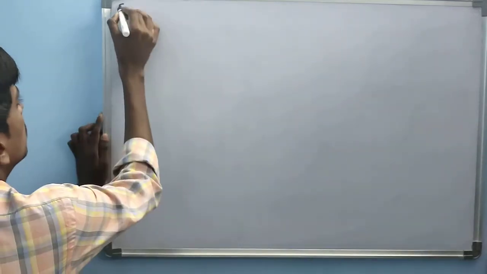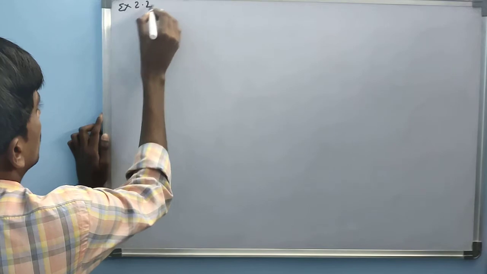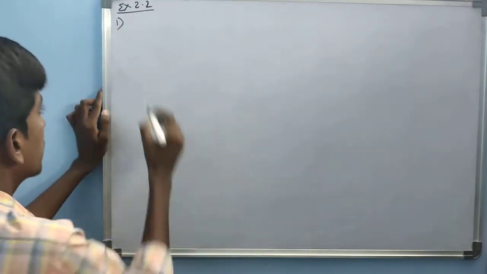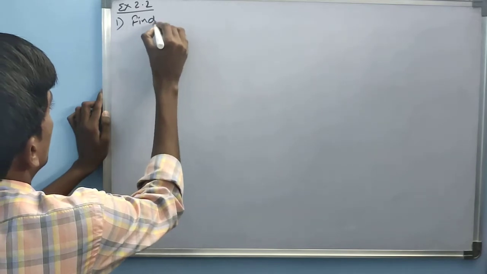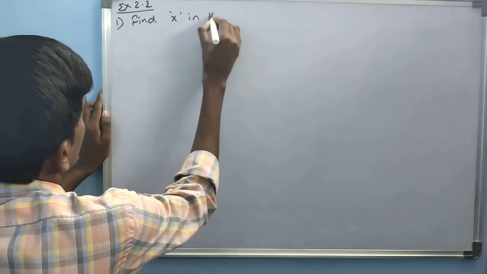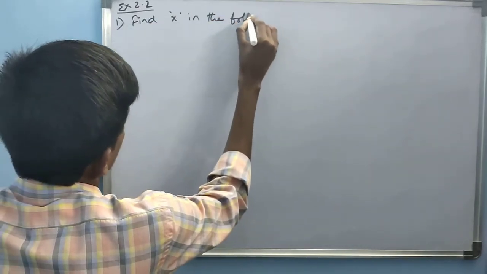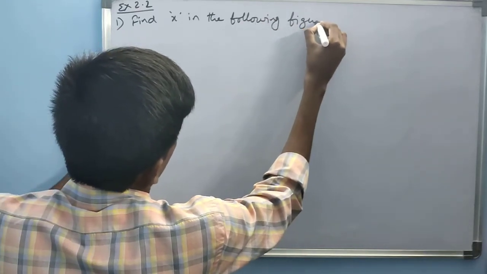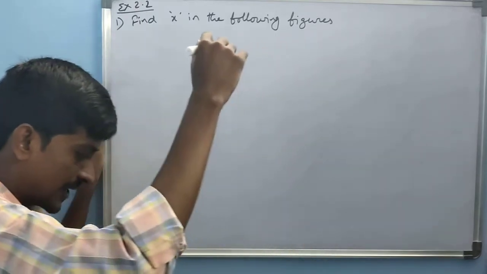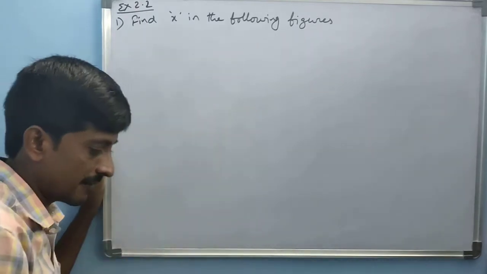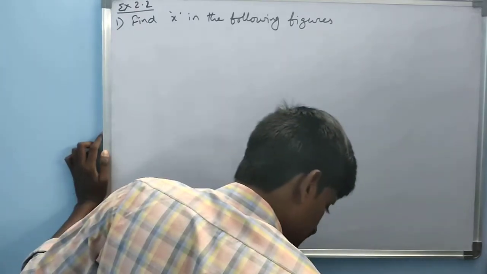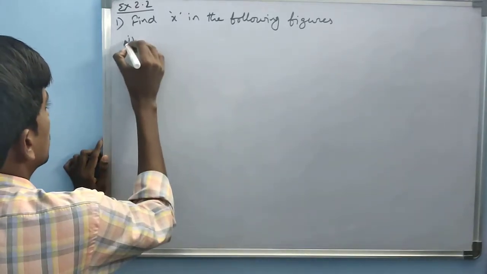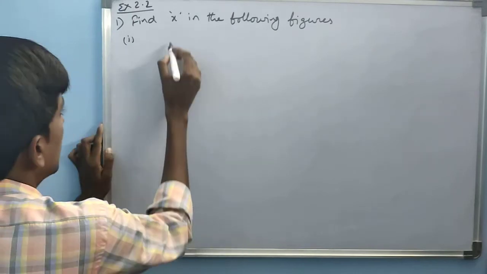Exercise 2.2. First one: find x in the following figures. Here 5 sums are given, so 5 figures are given. In the 5 figures, find the value of x. What is the first one? The first figure is given like this.